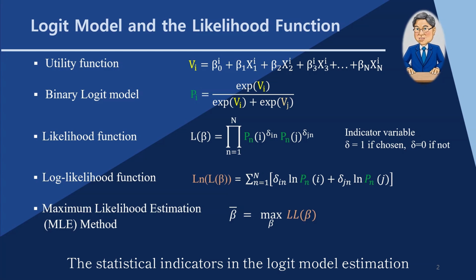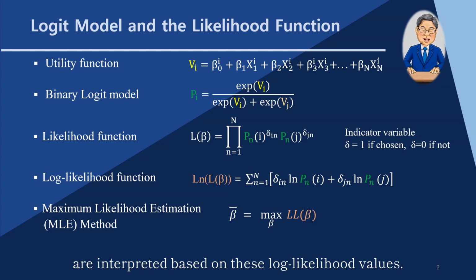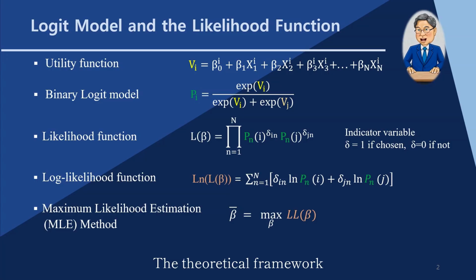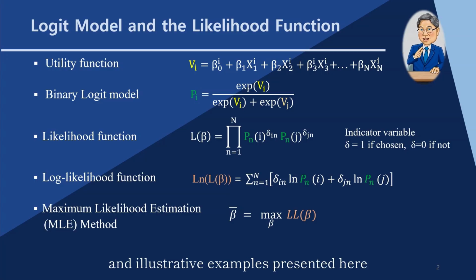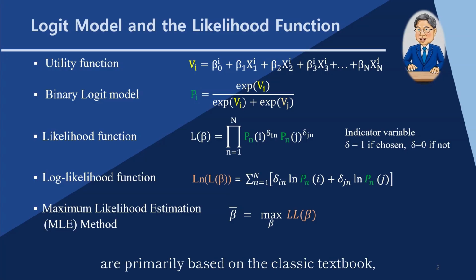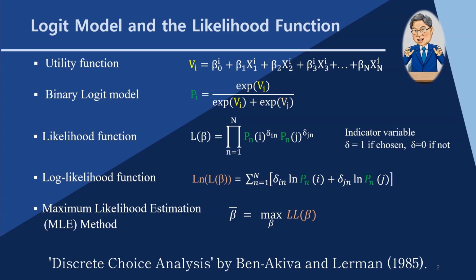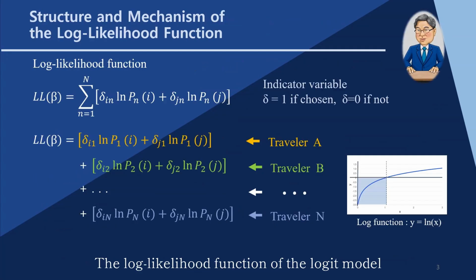The statistical indicators in the Logit model estimation are interpreted based on these log likelihood values. The theoretical framework and illustrative examples presented here are primarily based on the classic textbook Discrete Choice Analysis by Ben-Akiva and Lerman, 1985. The log likelihood function of the Logit model consists of two key components.